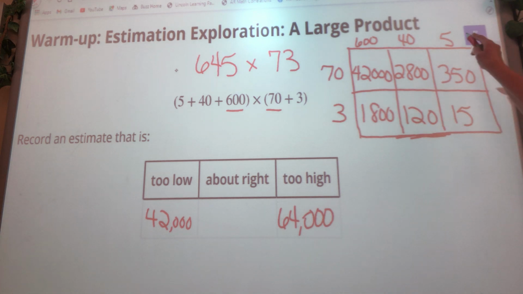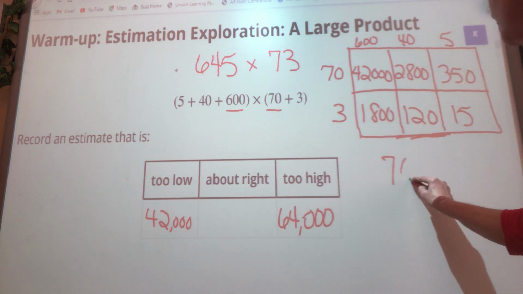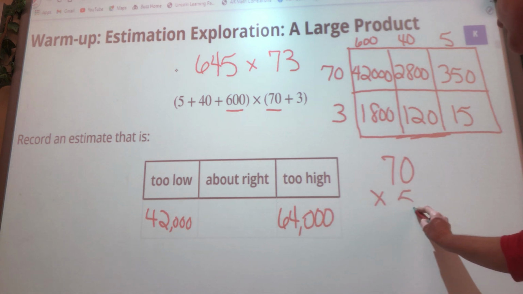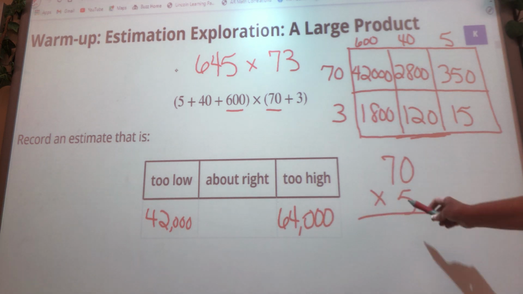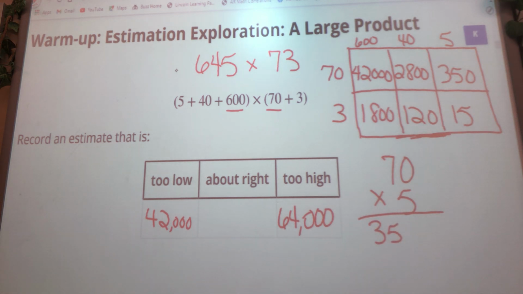Oops. Okay, and then we have 5 times 70. But we always place the larger number on top. So 70 times 5, it doesn't change the value. 5 times 7 is 35. And how many remaining place values, multiples of 10? We have 1, so that's where we get the 350.